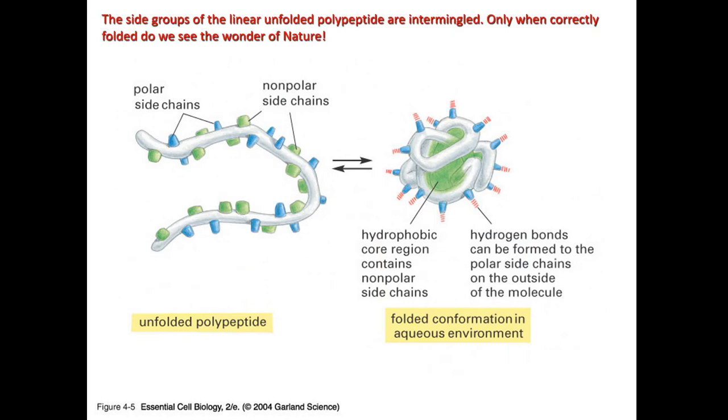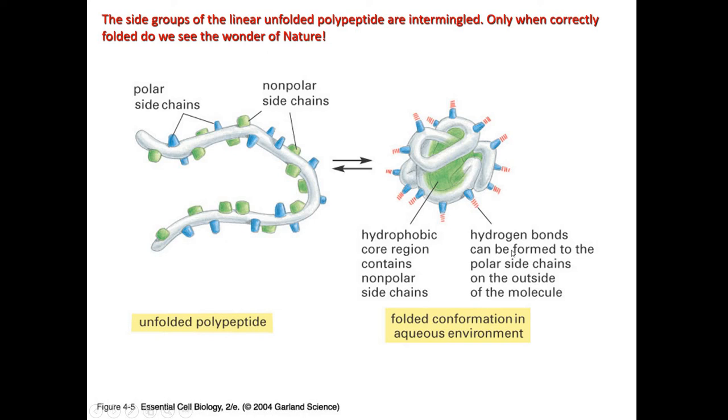The side groups of the linear unfolded polypeptides are intermingled only when correctly folded. Here you can see the tertiary structure of protein. How is it made up? On the right hand side you can see the tertiary structure of protein, how it is folded, and on the left hand side you can see the unfolded polypeptide. In the unfolded polypeptide you can see polar chains and non-polar chains.